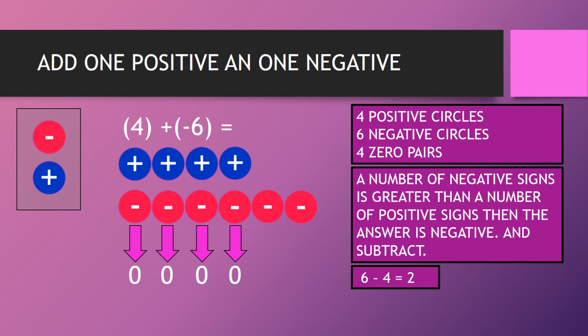And what do you have to do to find the final value? You subtract the more frequent number and the less frequent number. The more frequent number is 6, and the less frequent number is 4. 6 minus 4 is 2. Now my final answer is negative 2.